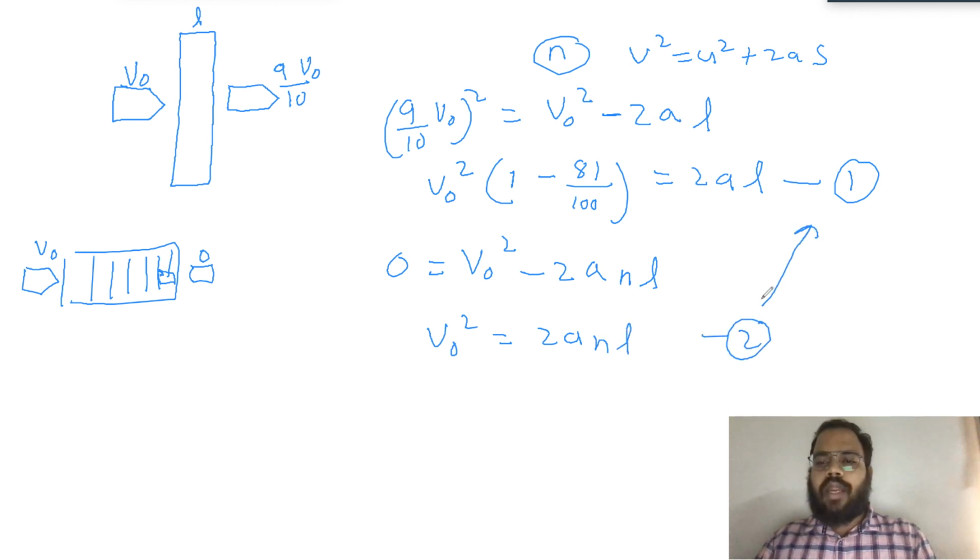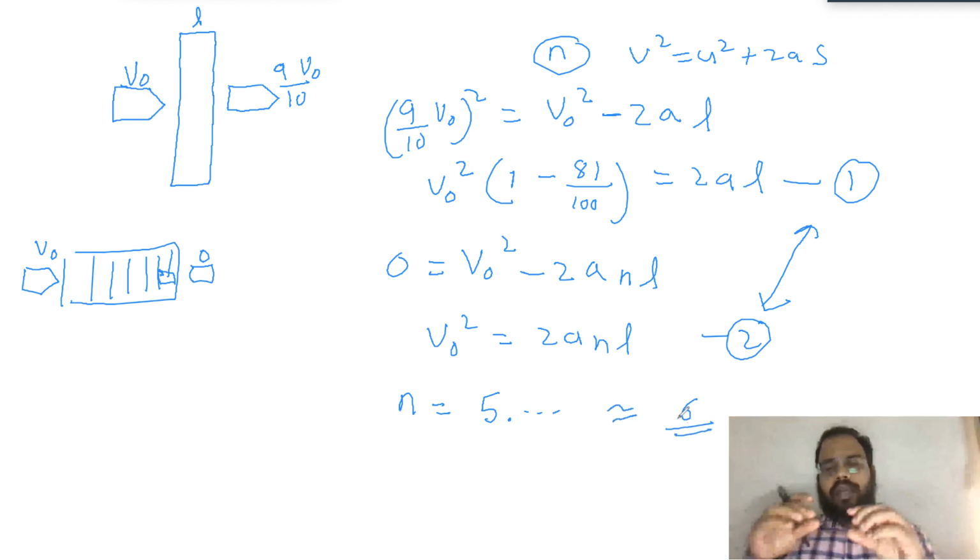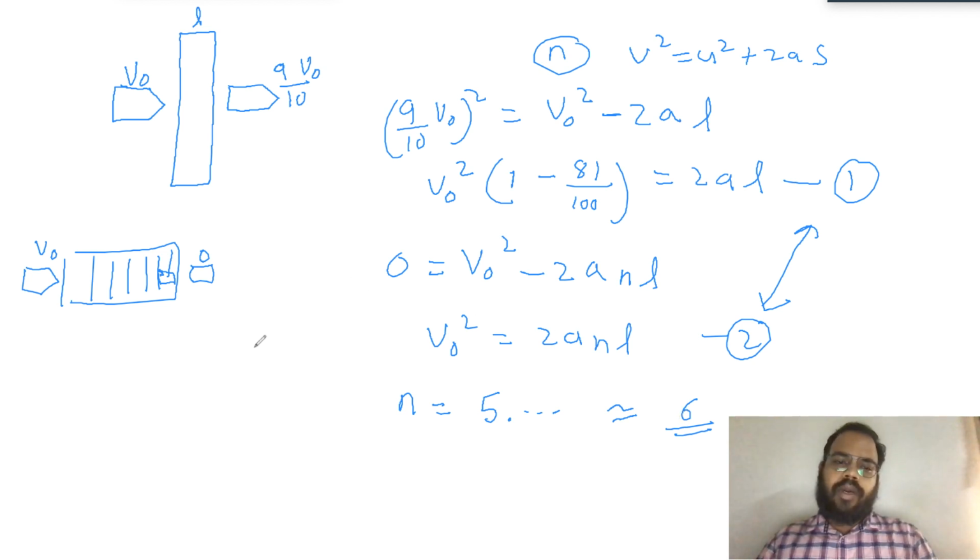If I divide equation 1 by equation 2, you can get the value of n. 2a and L will cancel out, and v0 square will also cancel out. So I'll divide 2 by 1 and get the value of n. It will be around 5 point something. I'll approximate it to 6 because it will get stuck in the 6th bunker. So the number of bunkers required to stop the bullet is 6.